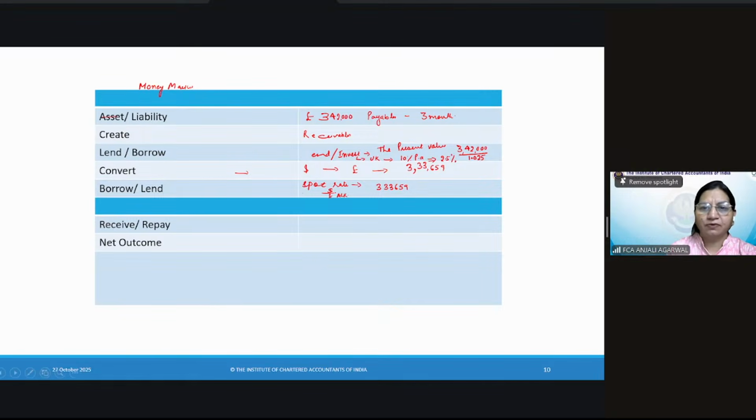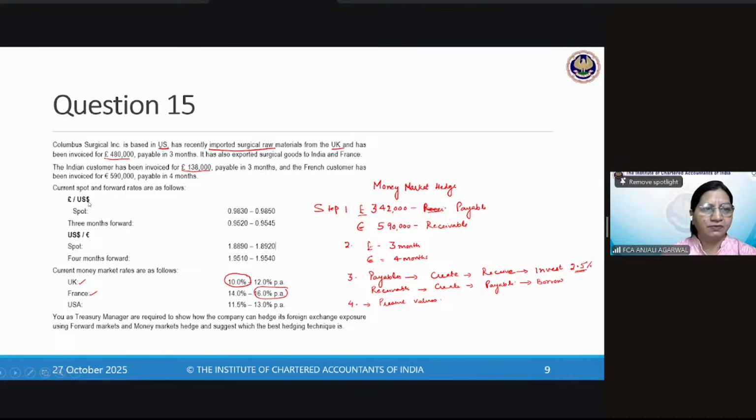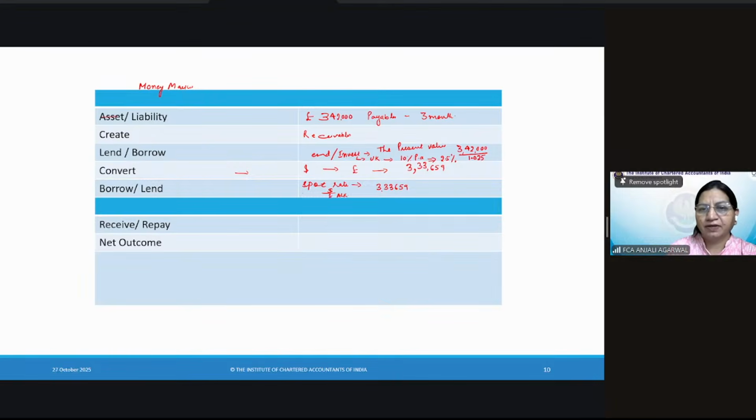Spot rate, pound dollar by pound ask rate. But once again, the rates available to us are pound by dollar. So therefore, we will have to inverse the rates, divide by 0.9830, right? So this divide by, and this will give you how many dollars you will need to borrow today so that you can invest in the UK market.